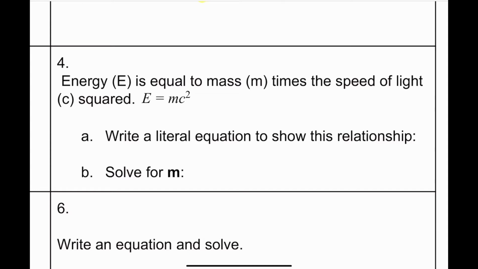Number 4 is a literal equation, and that's the first thing that we have to do here, is write the literal equation to show the relationship. So energy, E, is equal to, so E equals mass, which is M, times, tells us to multiply, the speed of light squared. The speed of light, we're told, is c, and squared means to give it an exponent of 2.